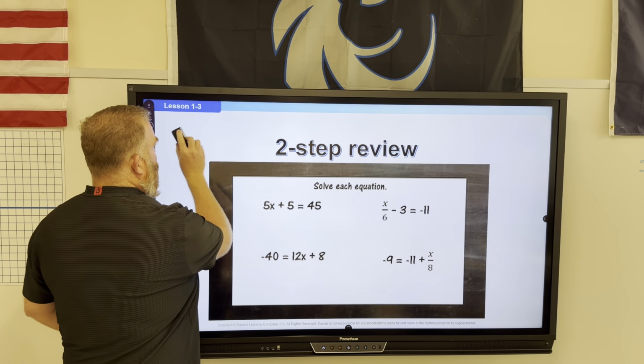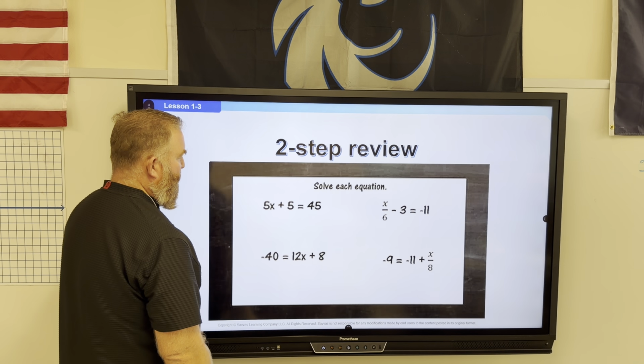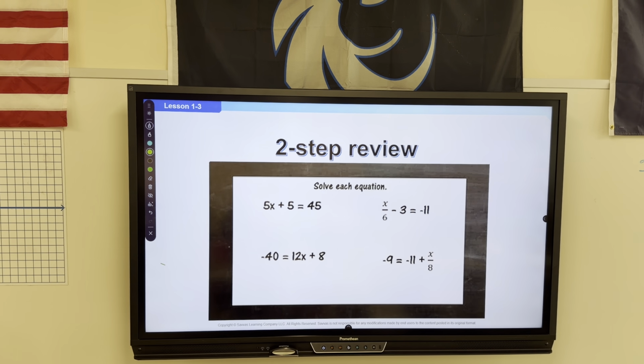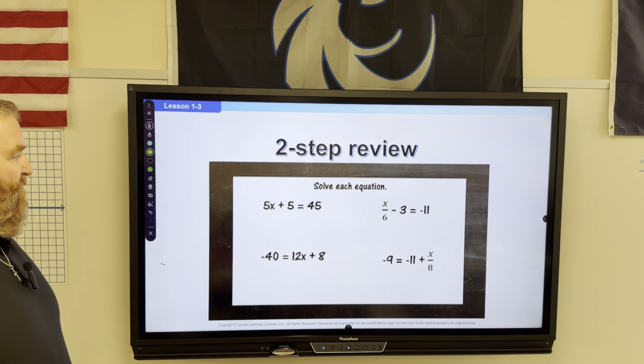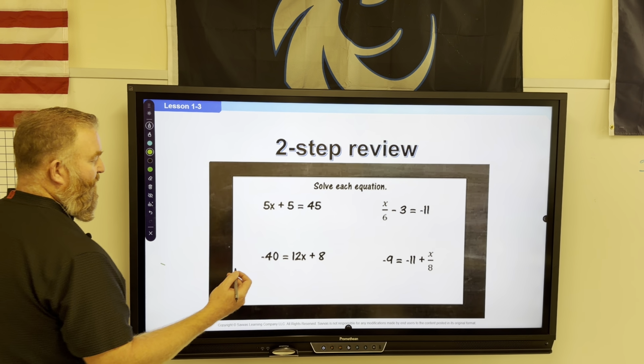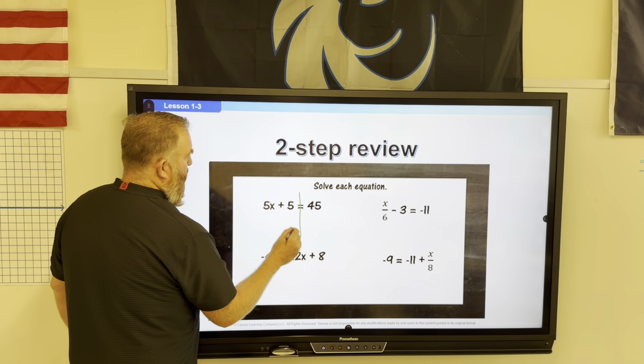All right, two-step equations. Do me a favor. Write down that first one. 5x plus 5 equals 45. Let's write that down. Let's do a quick review. So we've got 5x plus 5 equals 45. Now, what letter am I solving for? X.